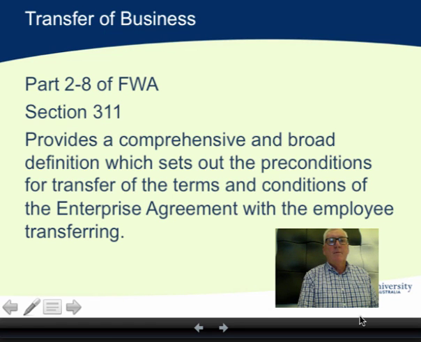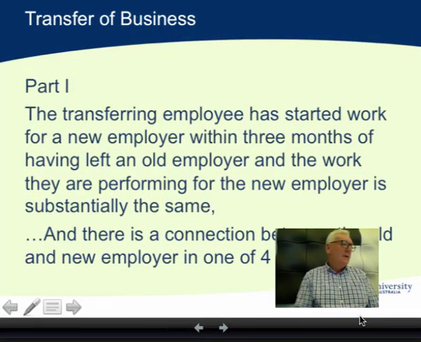is that Part 2.8 of the Fair Work Act, Section 311, provides a pretty comprehensive and broad definition. So it's broader than it used to be, which sets out the preconditions for transfer of the terms and conditions of the enterprise agreement with the employee. So what you're looking at is whether, when an employee leaves this business and goes to another one, do they take the enterprise agreement with them? And the answer is in the definition itself.